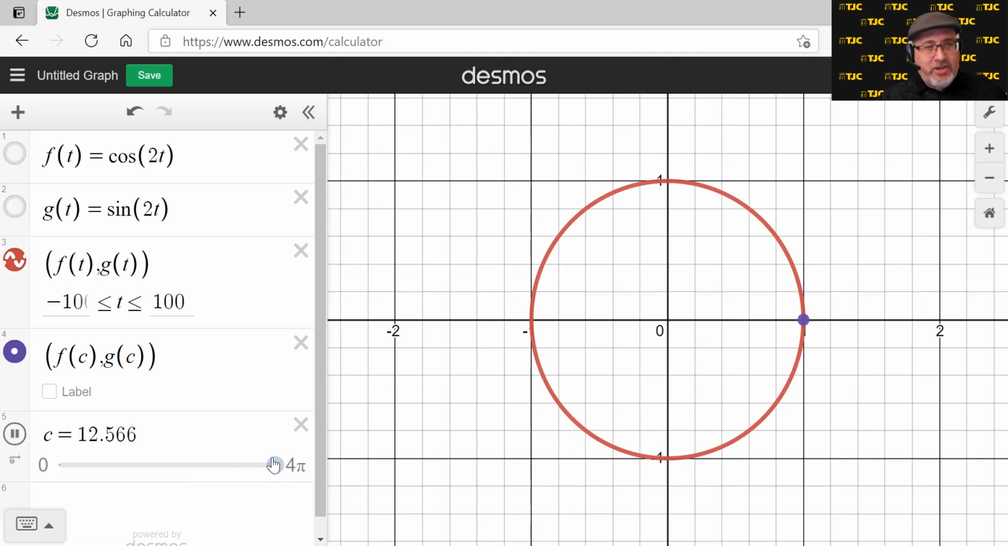Did you count how many rotations it made? How many trips around the circle? 1, 2, 3, 4. Now, why would it do that? Well, because when you put a number in front of the variable inside a trig function, it divides the period by that number. Think of it this way.